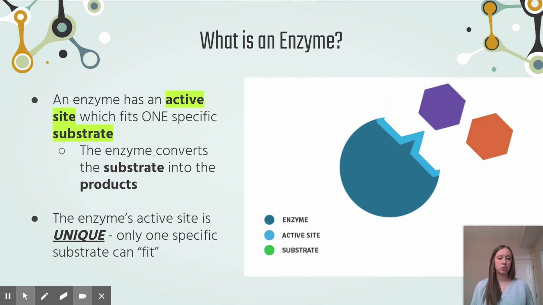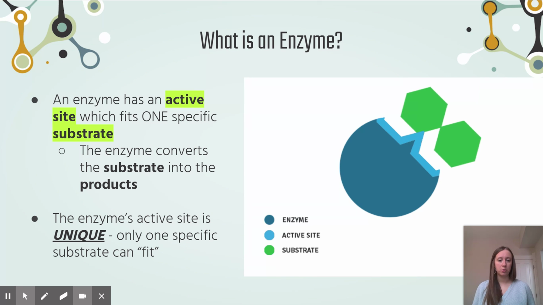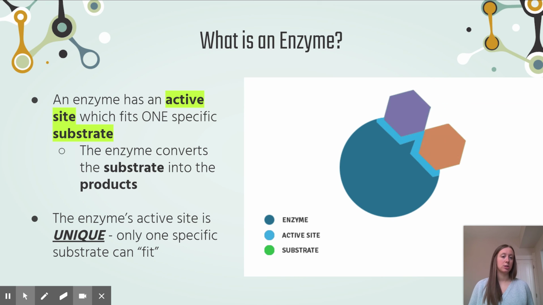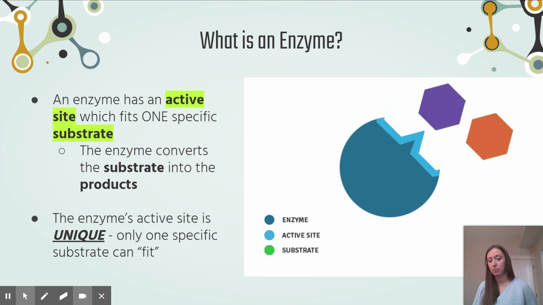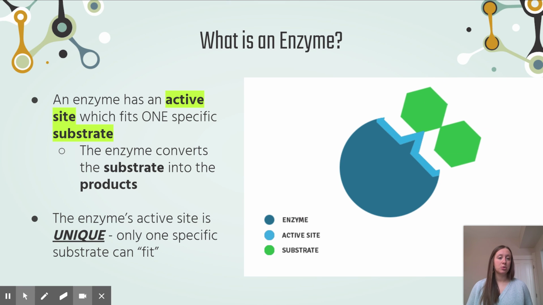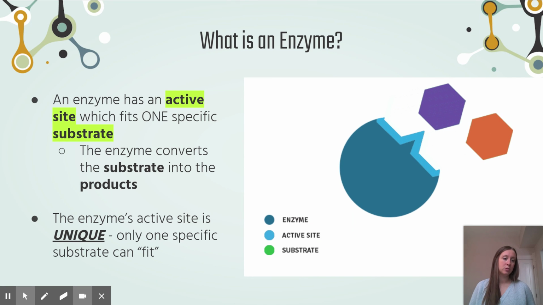Looking at the picture to the right, we can see that. The dark blue shows us the enzyme. The light blue shows us the active site of the enzyme. The green is the substrate. It locks into that active site and is broken into red and purple, two products.